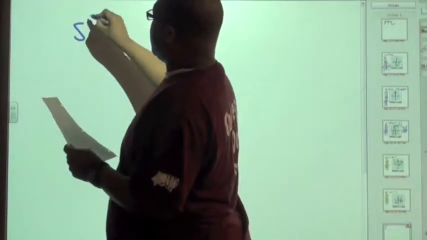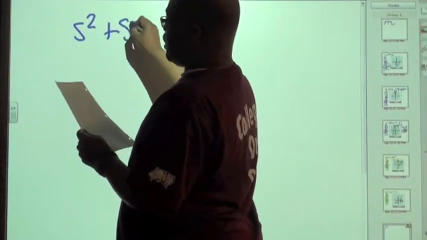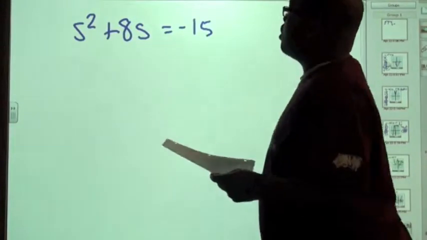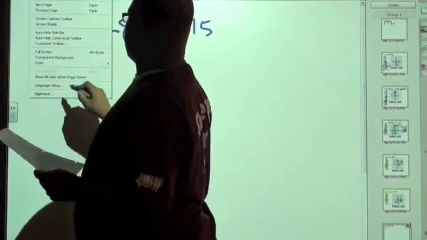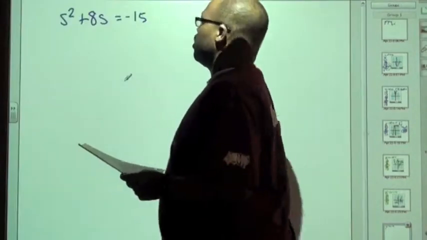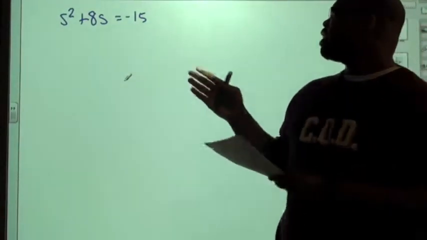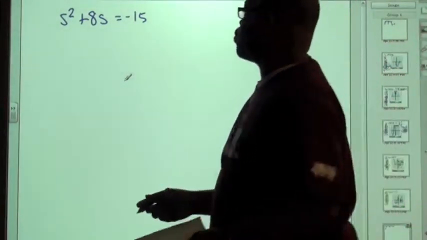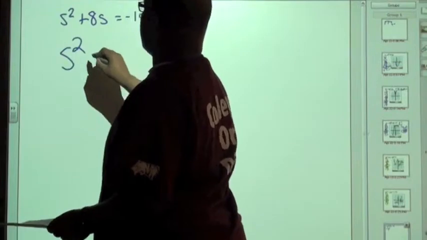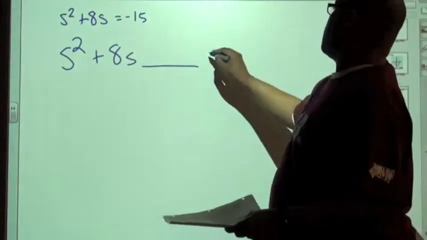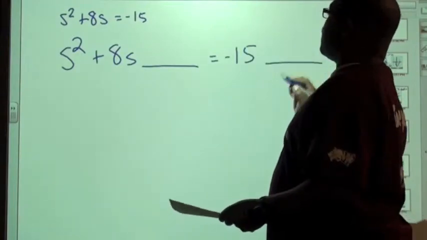So I have s squared plus 8s equals negative 15. Before I start this, one thing I want to do is write spaces, because I know I'm going to have to complete the square. So I'm going to have s squared plus 8s, I'm going to leave a space, and I'll tell you why in just a minute. Equals negative 15. I'm going to leave another space.